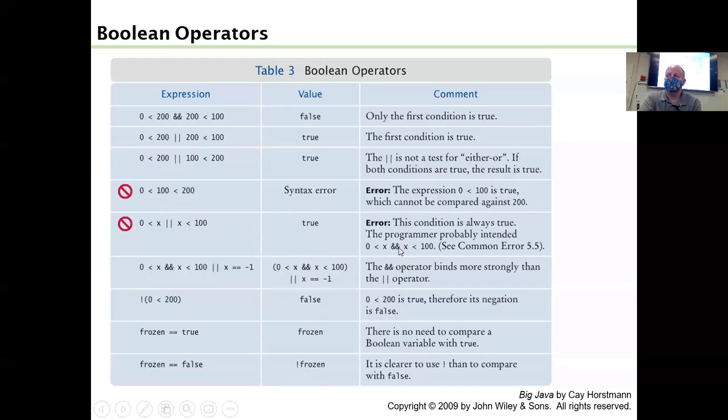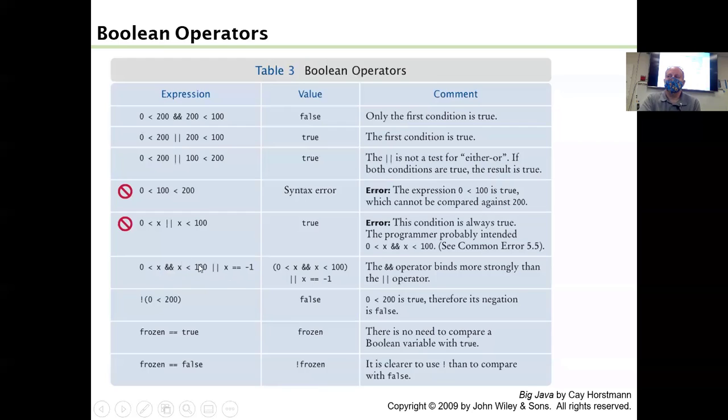So probably the programmer meant to say and rather than or, trying to check to see if you're within this range. You don't use an or operator, you use an and operator. Here's another one. 0 is less than x, and x is less than 100, or x is equal to -1.